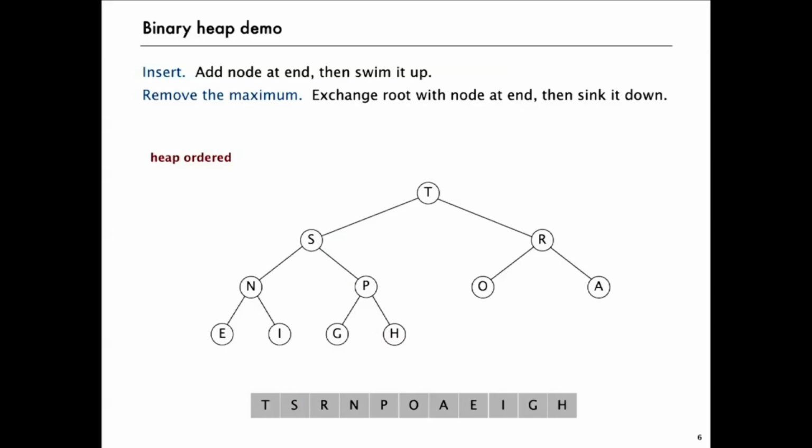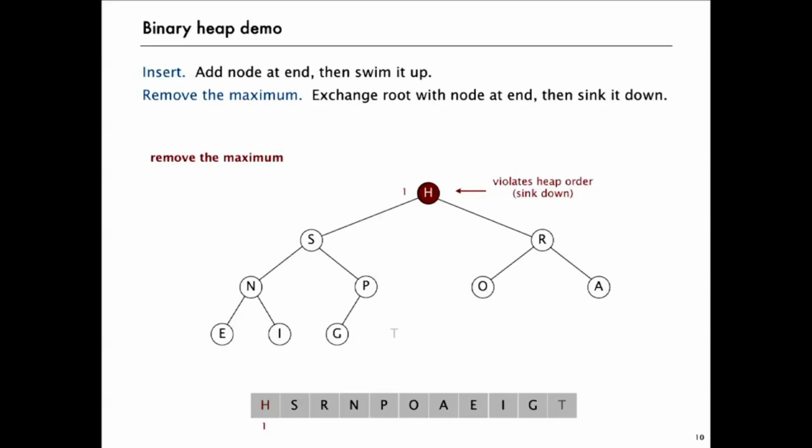So with just 2 exchanges, we insert that new element into the heap in this case. Now suppose the next operation is remove the maximum. So we're going to take T and exchange it with the last element, and then declare that to be no longer part of the heap. So now we have to bring the heap order back because it might be violated at the root.